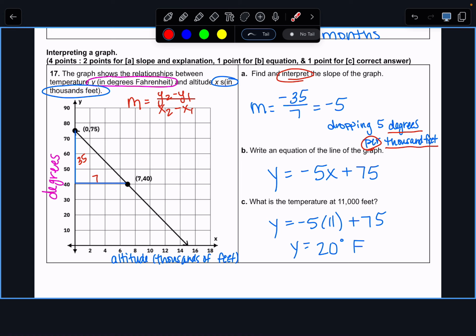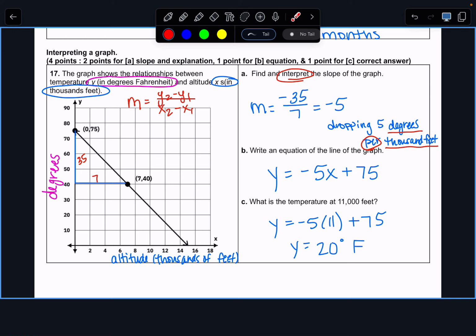Okay, then I need y equals mx plus b. M was -5. I look at my graph. My y-intercept is 75. Okay, the temperature at 11,000 feet. Well, since my x is thousands of feet, I just have to plug 11 in there to get my degrees.